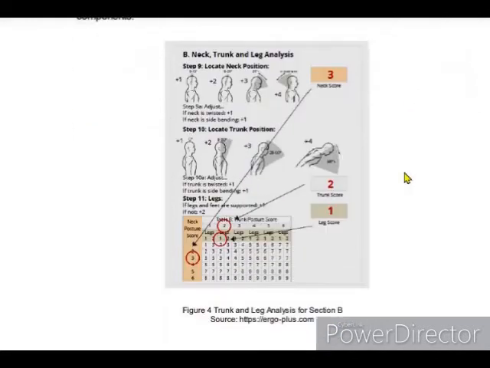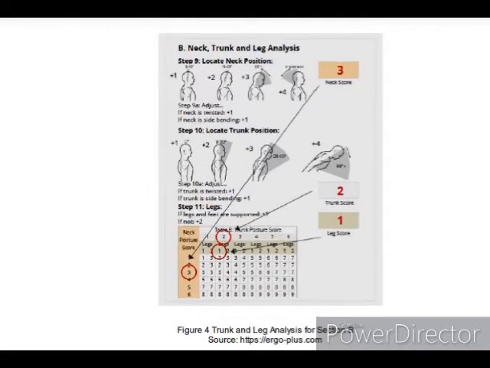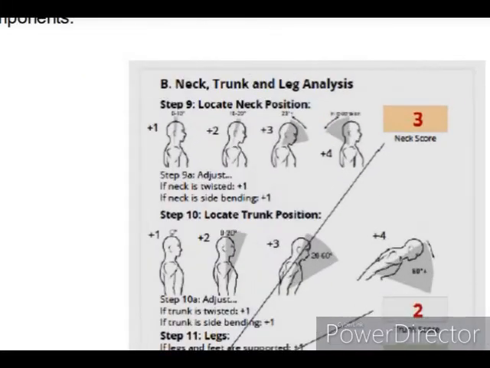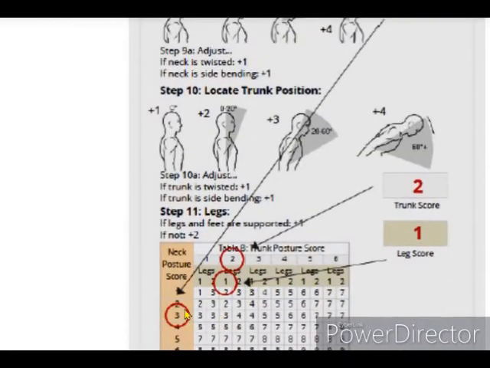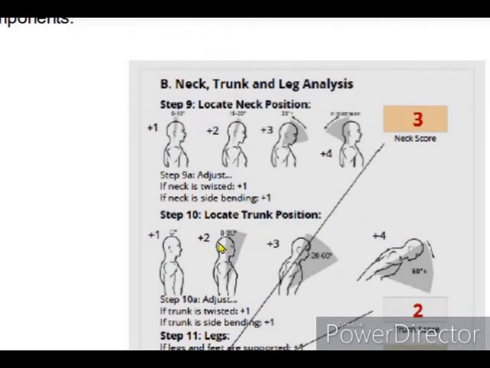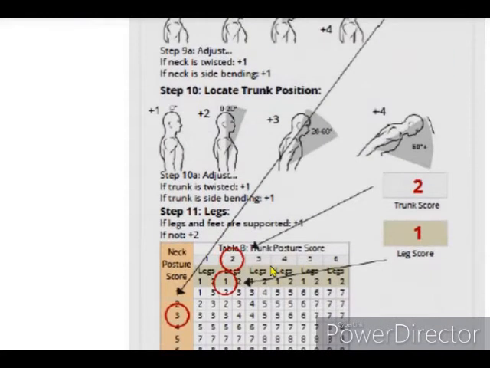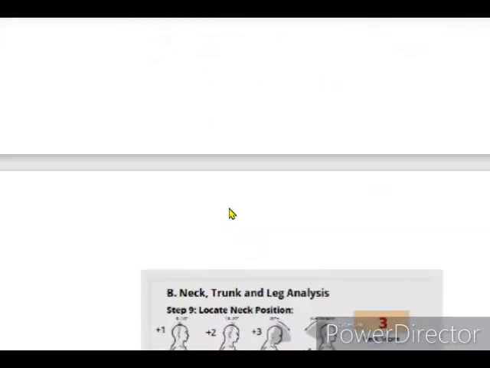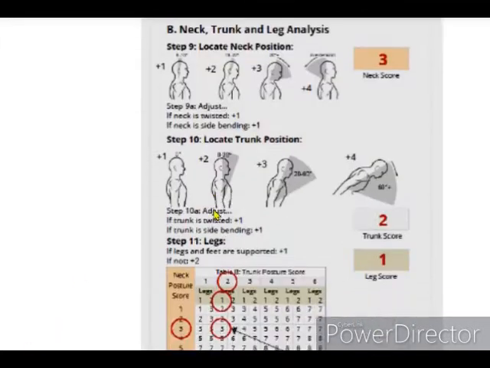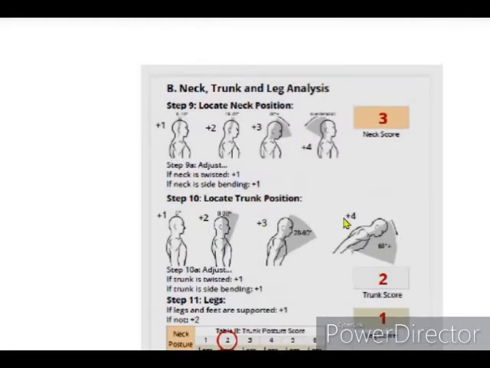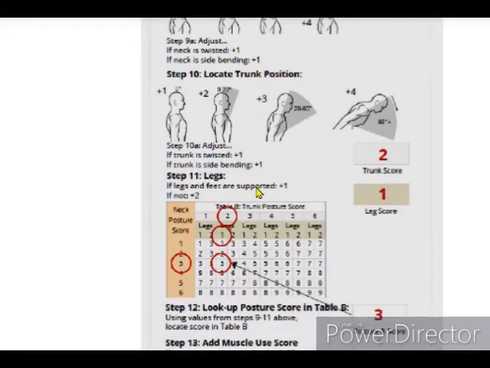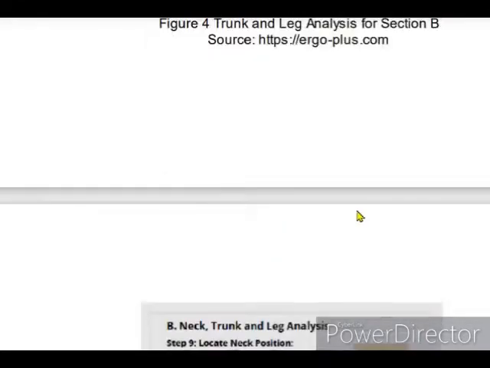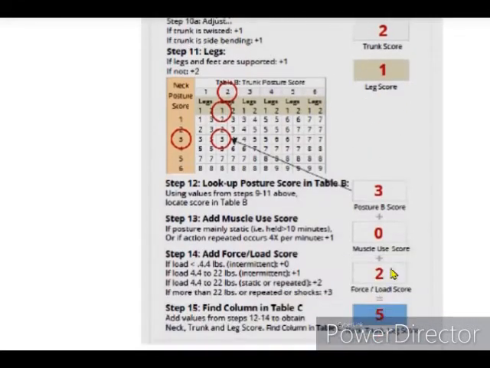Dito zoom natin ulit. Ito yung sa B. Bilugan mo lang yung score ng neck. Dito naman 2 yung trunk. Dito naman yung leg. Total yan guys, overall ay magiging 7. Ito, hindi siya naka-zoom, ito yung kabuuan niya.